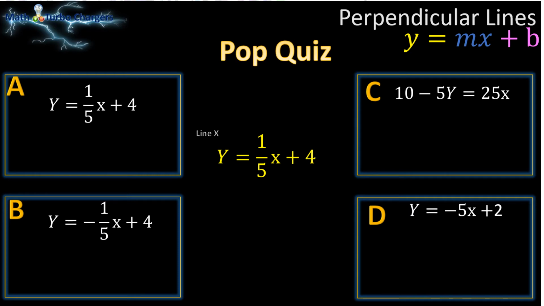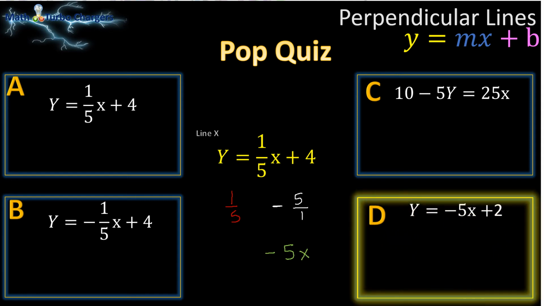Pop quiz number 2. There are two equations that are perpendicular to line X. I challenge you to pause the video and see if you can find them. Let's take a look at line X. The given slope is 1 over 5. Let's find the slope that's perpendicular. Well, let's negate it. To negate it means to change the sign, positive to negative. Let's give the reciprocal. Giving the reciprocal means to flip it. So 1 over 5 becomes 5 over 1. So we normally write that as negative 5. Okay? So now, taking a look at my choices, I can clearly see D is perpendicular to line X. C is also perpendicular to line X.